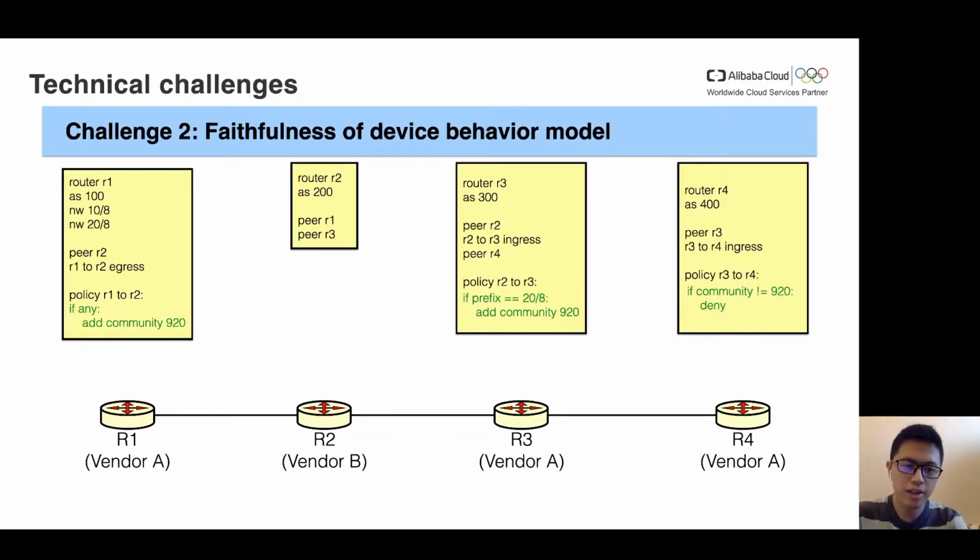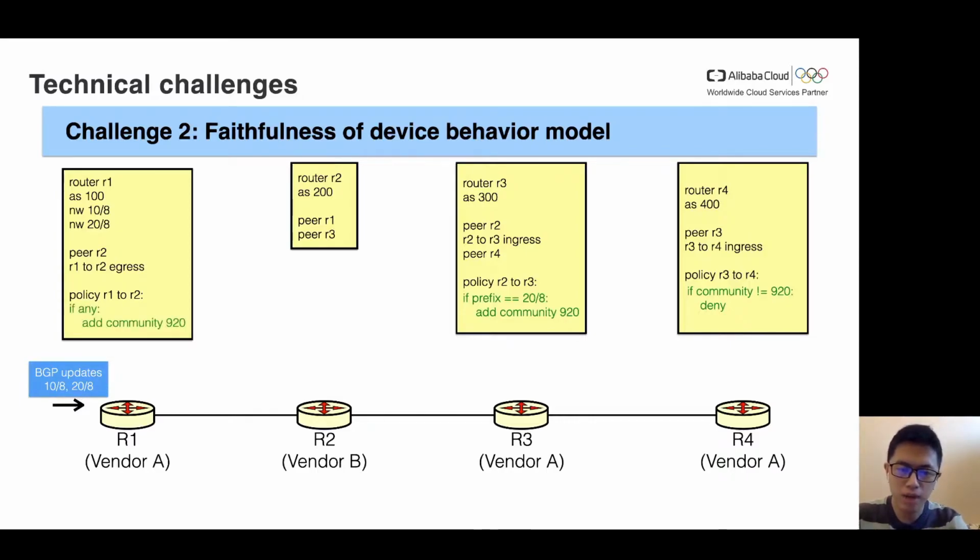The second challenge is that the network model may not accurately represent the real network behaviors due to vendor-specific behaviors. Let me show you a real example of vendor-specific behavior. In the example, we have 4 routers. Routers 1, 3, and 4 are provided by vendor A, and router 2 is from vendor B. Suppose two prefixes, 10/8 and 20/8, arrive.